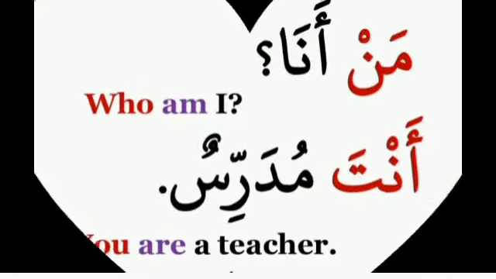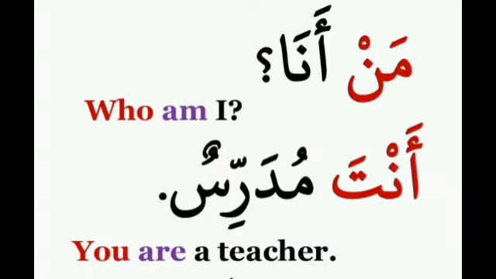من أنا؟ Who am I? أنت مدرس. You are a teacher. So, من, who? أنا, I. أنت means you, representing a male person. And anti also means you, representing a female person.